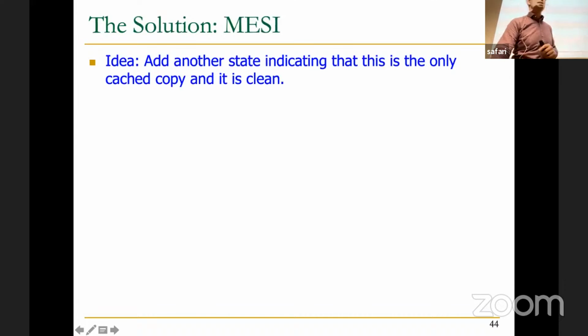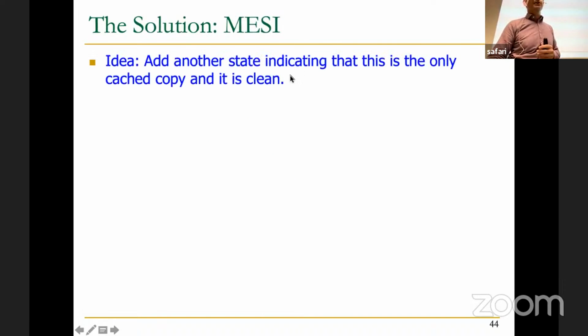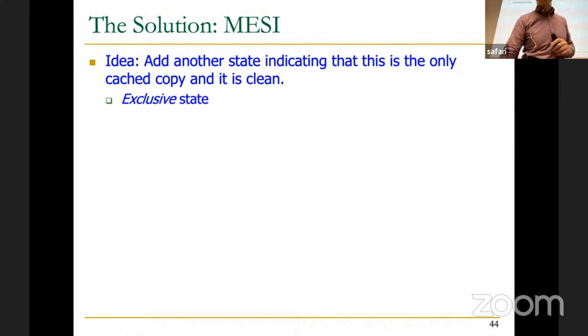So the solution is essentially, which is add another state indicating that this is the only cached copy and it's clean. Okay, maybe I should say that this is exclusive, but it's modified. But we're going to add another state that says this is the only cached copy in the system and it's clean, and you have exclusive access to this block. So you can write to it without notifying anyone. This is called the exclusive state. Unfortunately, exclusive state is not specific enough. There's two exclusive states, exclusive clean and exclusive modified. Both are exclusive states in the end.